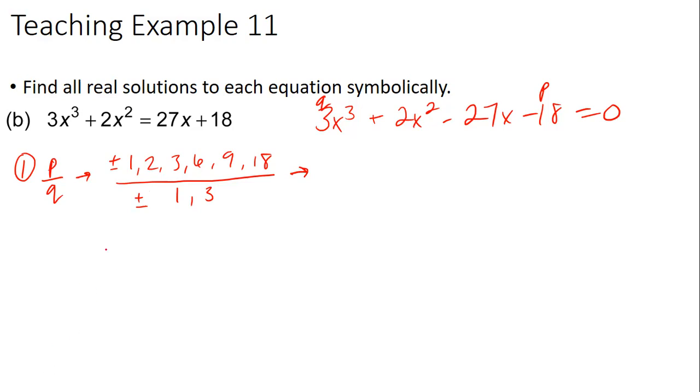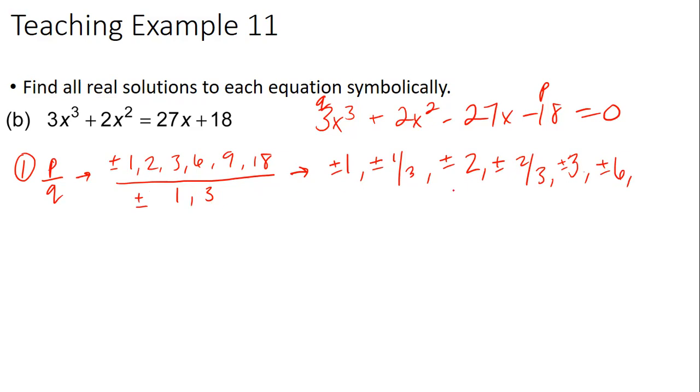So our combinations that we can make, 1 divided by 1 is plus or minus 1. 1 divided by 3 is plus or minus 1/3. All right, 2 divided by 1 is 2. 2 divided by 3 is... 3 divided by 1 is... 3 divided by 3 is, already have it, so don't write it again, right? 6 divided by 1 is... 6 divided by 3 is, I already have it. Do I need to write it again?